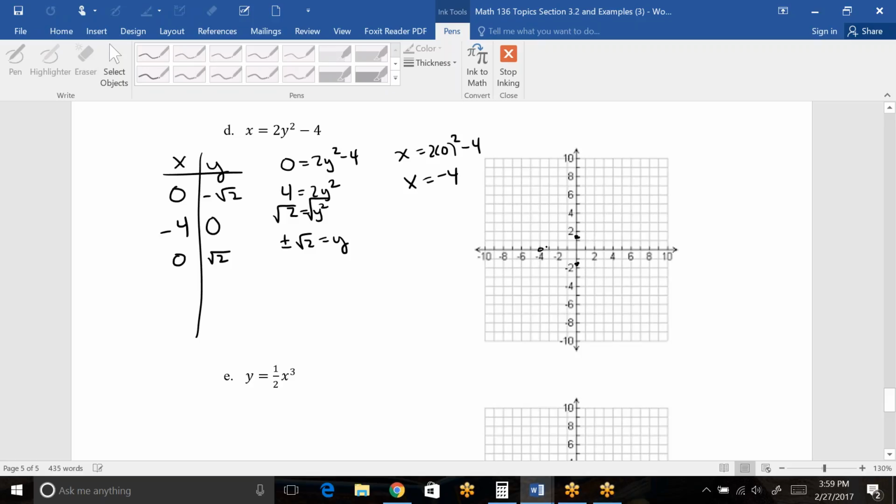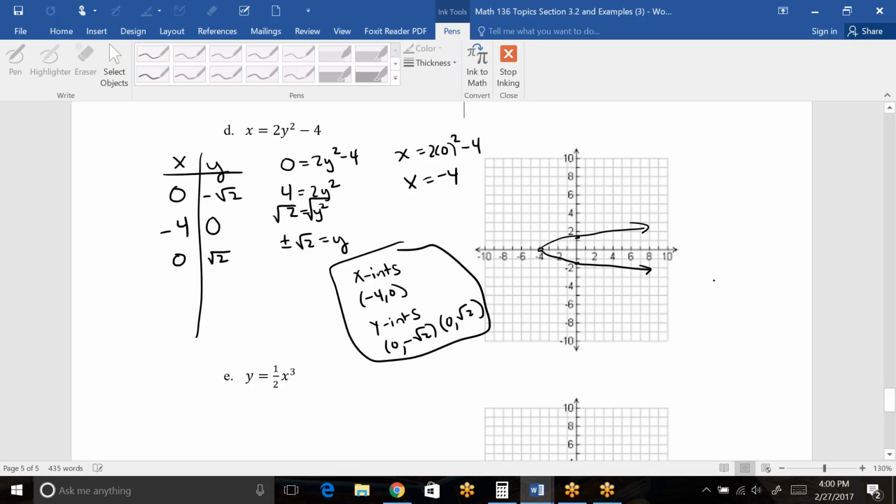Get as close to those points as you can. And notice this is a parabola on its side. So if we want to write all of the things that we need: x-intercepts, negative 4, 0, just 1. Y-intercepts, 0, negative square root of 2, and 0, square root of 2. And this one actually has x-axis symmetry from the picture.